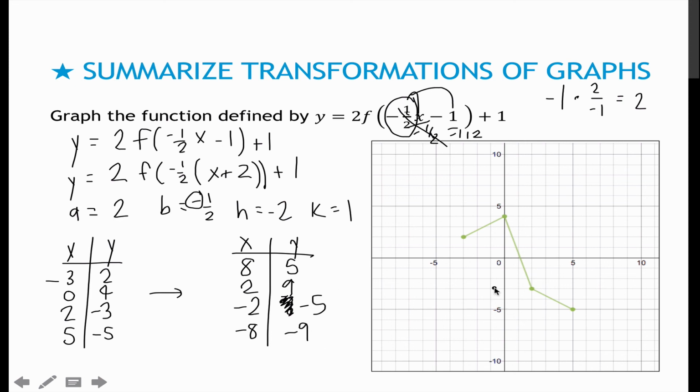And now let's plot those points. And so now my new figure, as we can see, has been reflected across the y-axis and has also been sort of blown up all over the place. So that is what my new figure would look like. The most important step here is, of course, where we factor out this value.